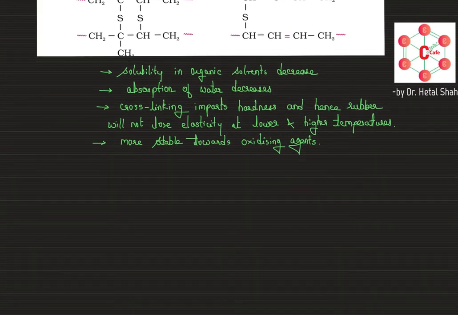Now you have to know that vulcanized rubber with 5% sulfur is used for making tires.